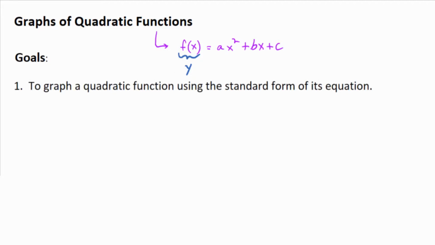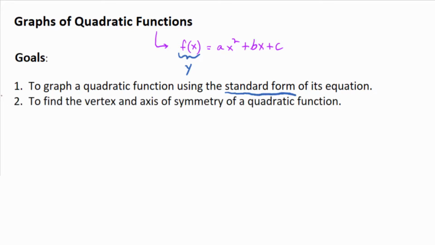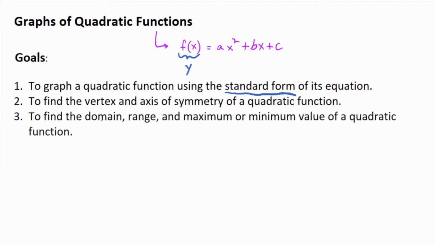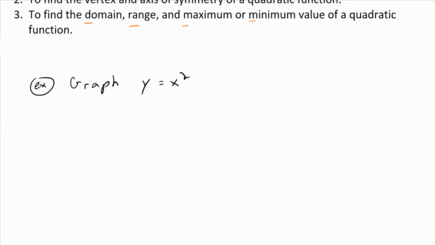Goal number one, we want to graph a quadratic function using the standard form of its equation. I'll show you what that is as we go. Goal number two, to find the vertex and axis of symmetry of a quadratic function. I'll define those in a few minutes. Goal number three, to find the domain, the range, and the maximum or minimum, it has one or the other, of a quadratic function. If you were asked to graph, say, y equals x squared by hand, would that be tough to do?